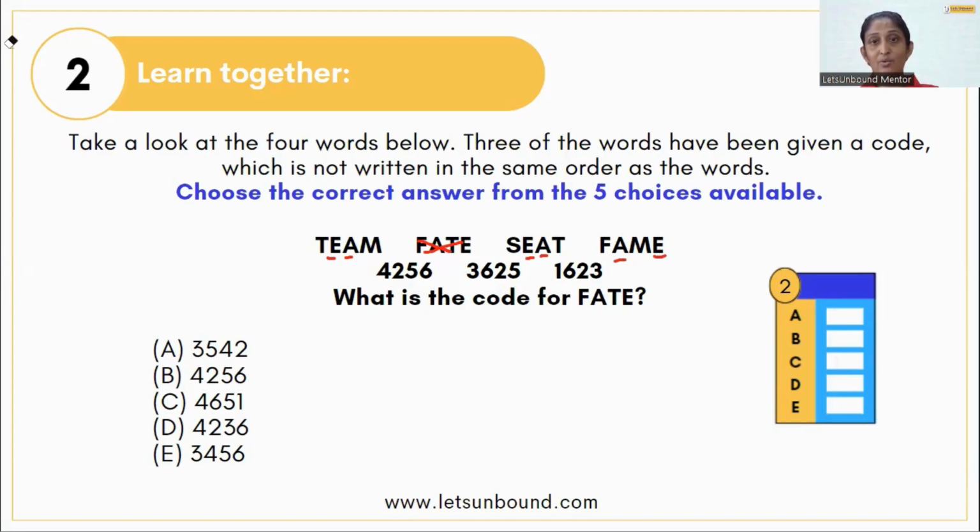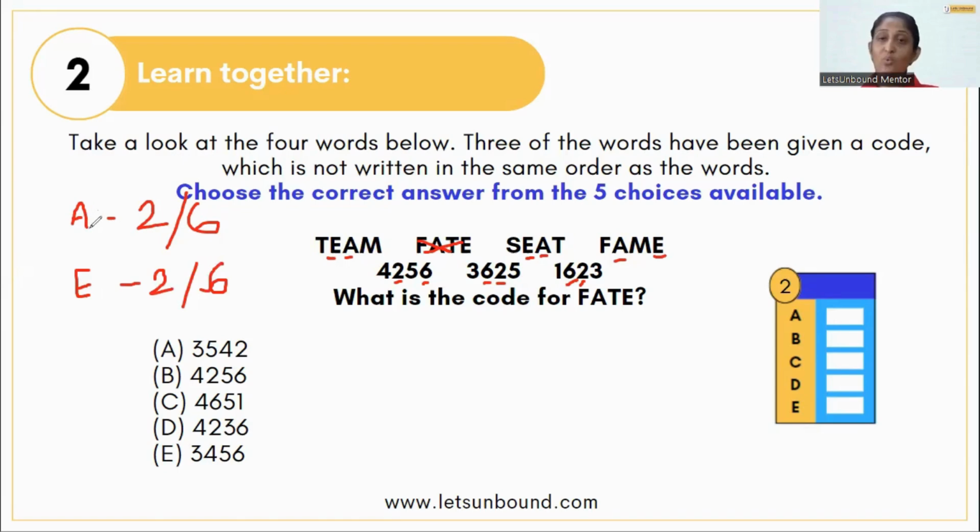See, children, 2 and 5 is not in all the 3 numbers. We have 2 and 6 here, 6 and 2 again here, and 6 and 2 again here. So the 2 numbers which are there in all of them are 2 and 6. So this indicates that A can be either 2 or 6, and in the same way E can be either 2 or 6.